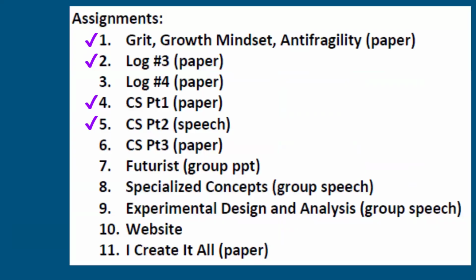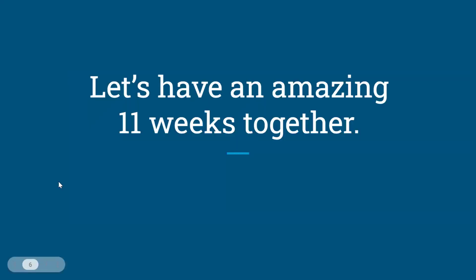We have 11 assignments this semester, as you know. You have now done 4 of them, or potentially a couple of you are still working on that college study part 2 speech. But you're 4 out of the 11 done. A couple of these are still in progress. You've got your college study part 3. You're being assigned your Futurist right now. Don't forget about that website that's coming up. We're about a third of the way through the grading component of this semester.